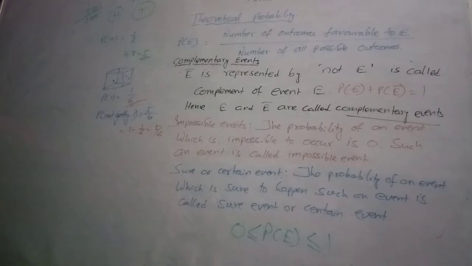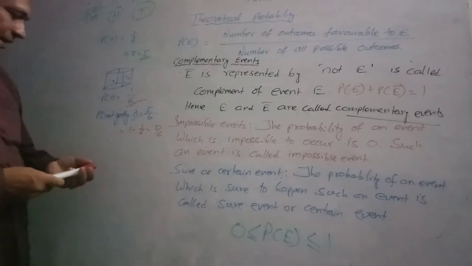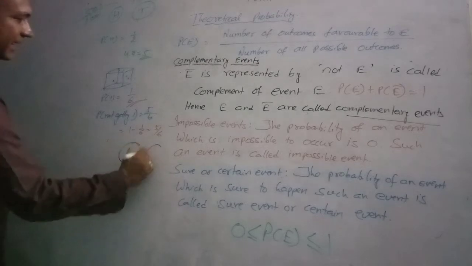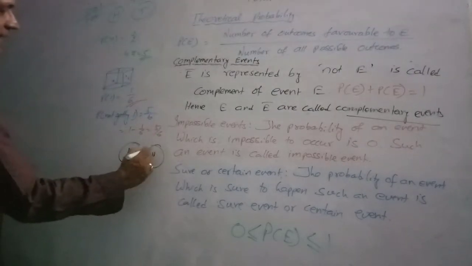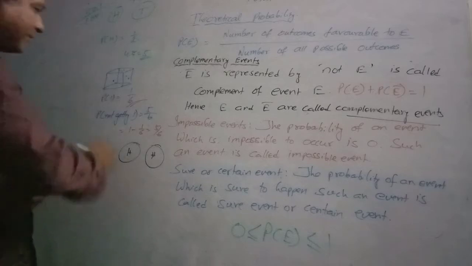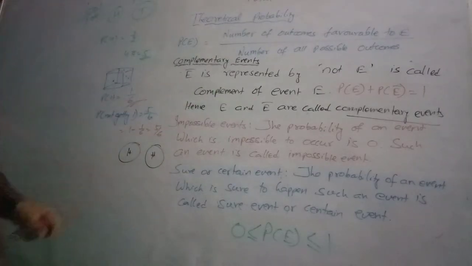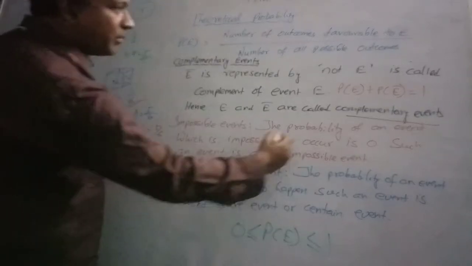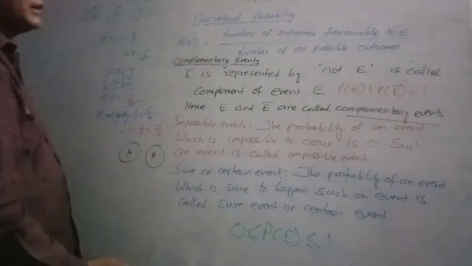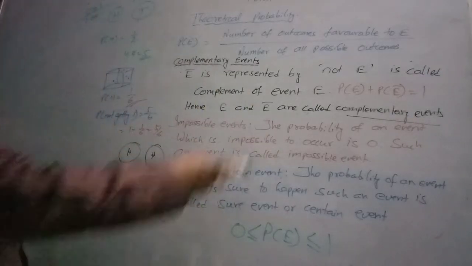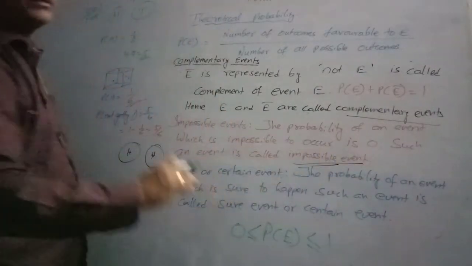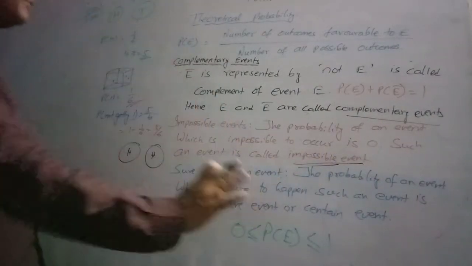Another thing. Suppose a coin has head on both sides. One side head, the flip side is also head. What is the probability of getting tail? No tail is there, so it is 0 by 2, which is 0. The probability of an event which is impossible to occur is 0. Such an event is called an impossible event. If the probability is 0, then the event is an impossible event.